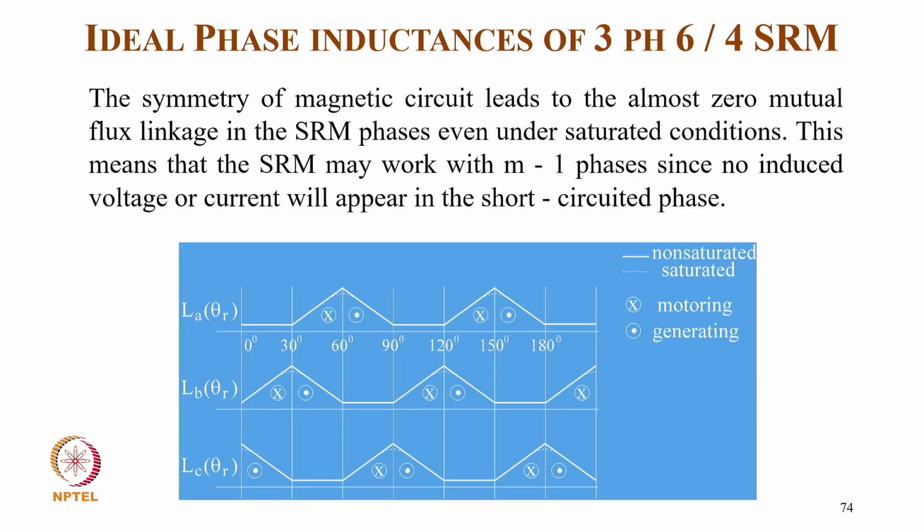Typically the ideal inductance and the symmetry of the magnetic circuit lead to almost zero mutual flux linkage in the SRM phases even under saturated condition, and this means that the SRM may work with m minus 1 phases, since no induced voltage or current will appear in the short-circuited phase.